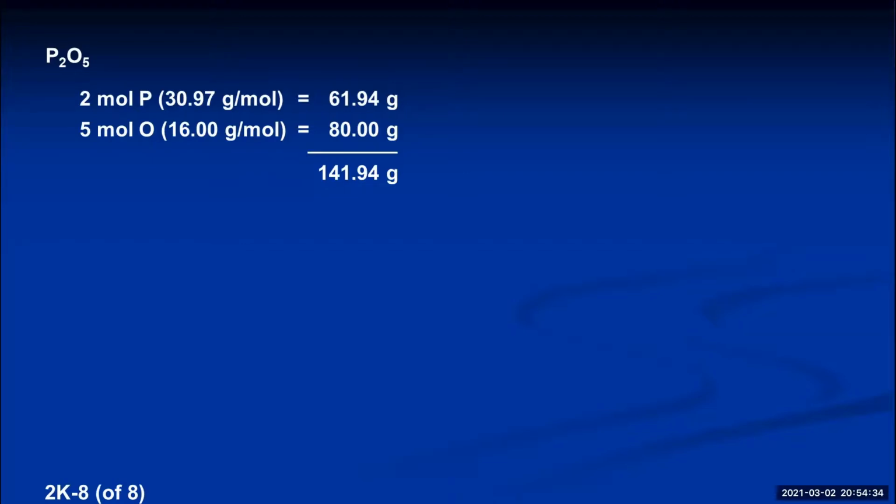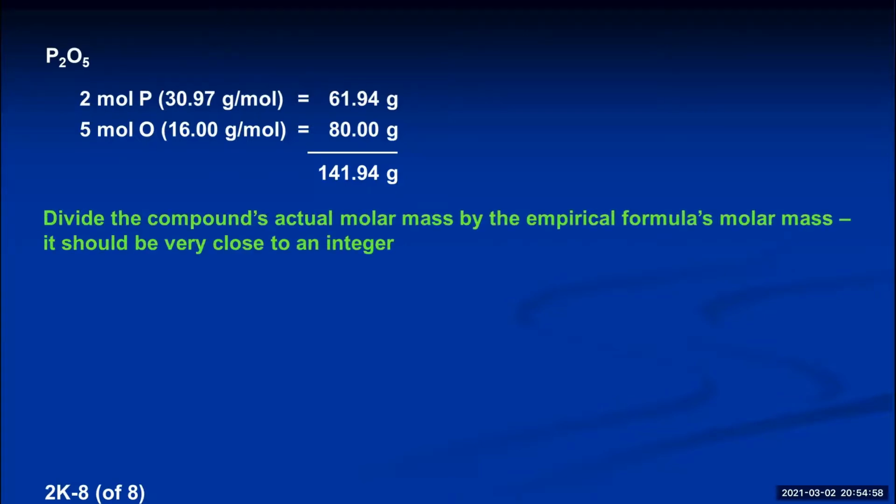The true molecular formula is 280. It's twice as big. How do I get a mass twice as big? I need twice the number of atoms. Multiply this by 2. But if you want a systematic way to do it, what you do is you take the actual molar mass that they had given you in the problem, 280, you divide it by the empirical formula's molar mass and see what you get.